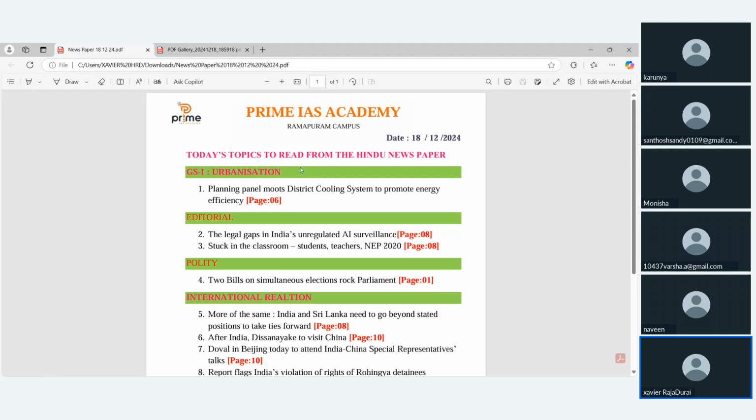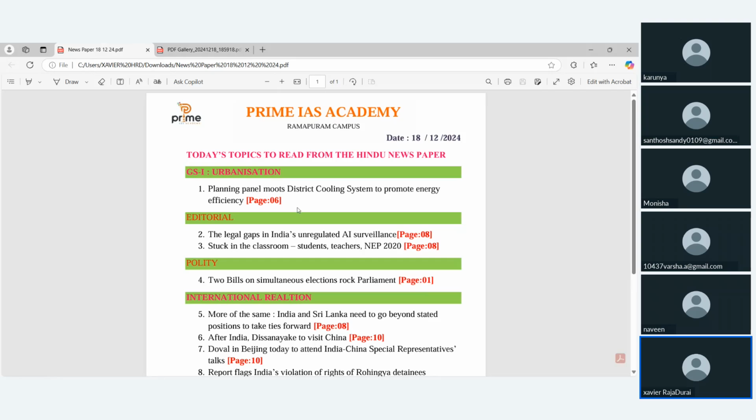Okay, these are today's topics to discuss in the newspaper, The Hindu. You might have read these topics early in the morning. The first topic is related to urbanization, which is one of the topics in the GS1 mains paper, under which the topic is: the planning panel moves to a district cooling system to promote energy efficiency. Planning panel. Okay, this talks about a new system that is called a district cooling system.